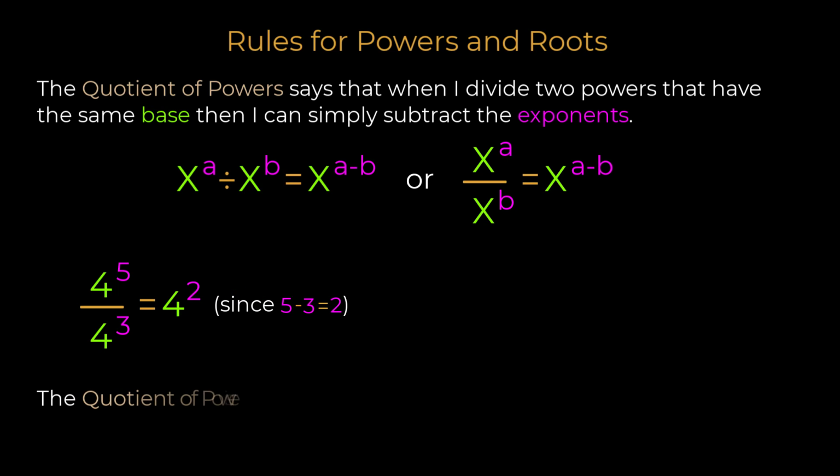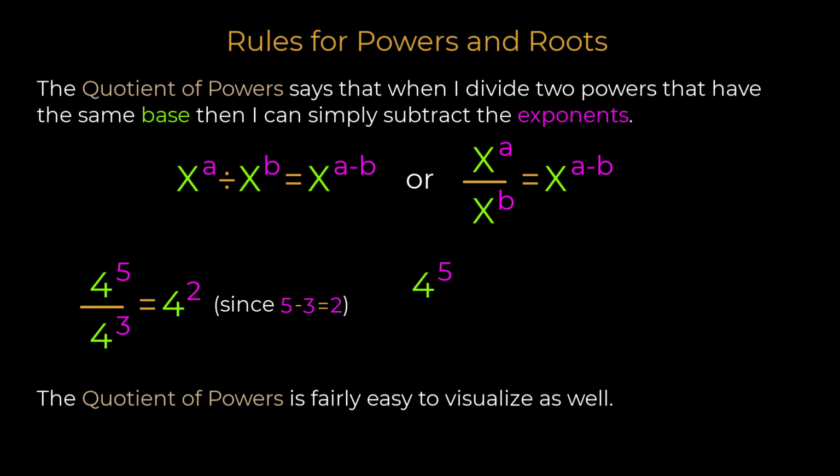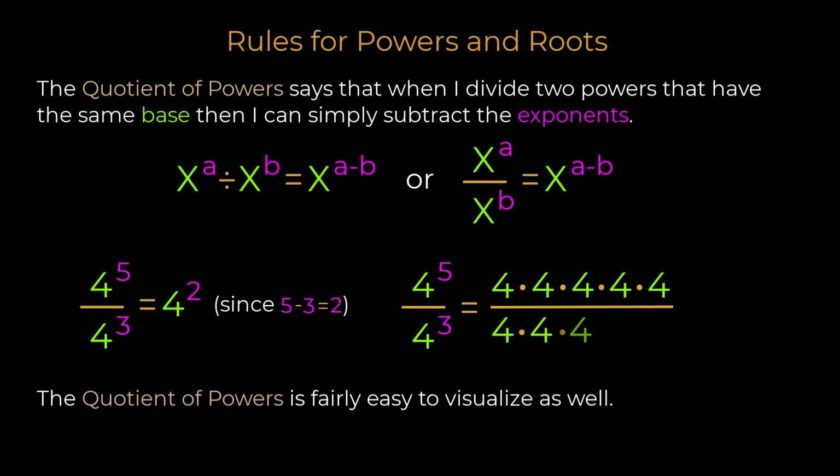The quotient of powers is fairly easy to visualize as well. 4 to the 5th is 4 times 4 times 4 times 4 times 4. Similarly, 4 cubed is 4 times 4 times 4. I can factor out a 4 in the numerator for every 4 in the denominator. What remains is a numerator of 4 times 4, which is 4 squared.